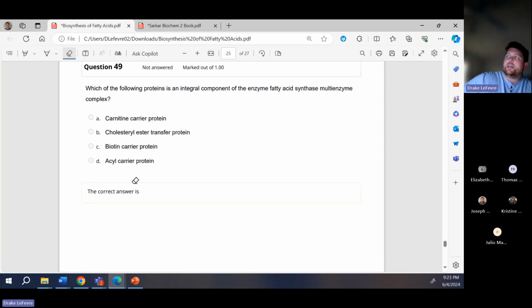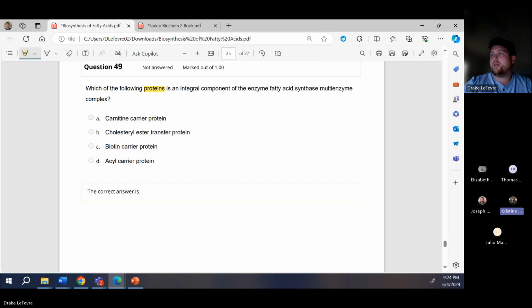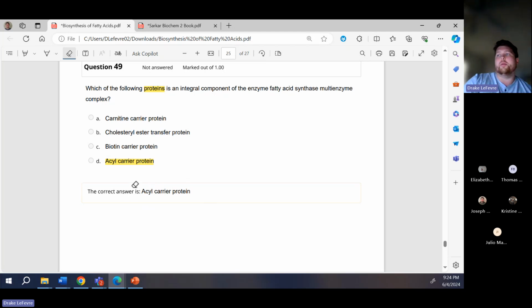Which of the following proteins is an integral component of the fatty acid synthase multi-enzyme complex? So this one is, again, the acyl carrier protein. As we get towards the bottom, another thing I'd add to your list is to look through the book for acyl carrier protein and focus on understanding what that's about, because it does seem like he likes to focus on acyl carrier protein.